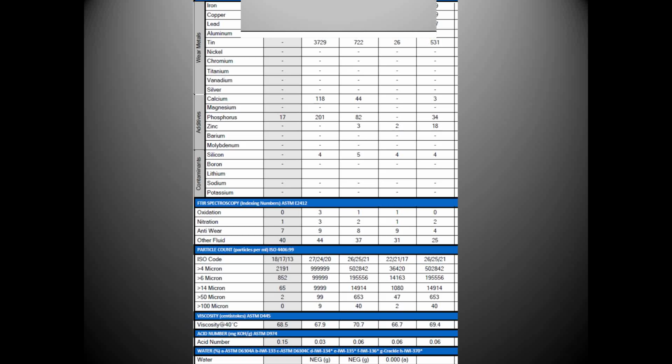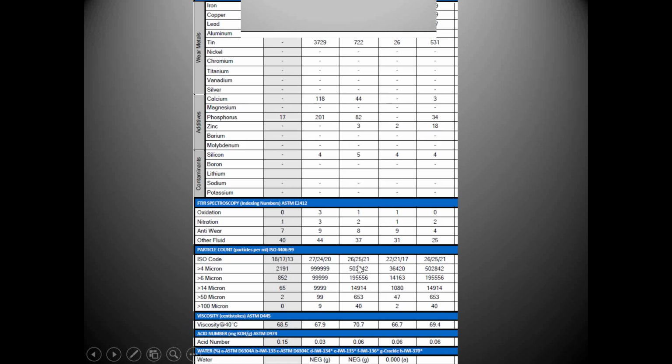Here's a sample right here where, if you look down at the particle counts, we've let the oil get so dirty that it's maxed out the meter at the Test Oil lab. You can see they're all 9s on here. It's a 27, 24, 20, which means there are so many particles in here that it's maxing out the test equipment.